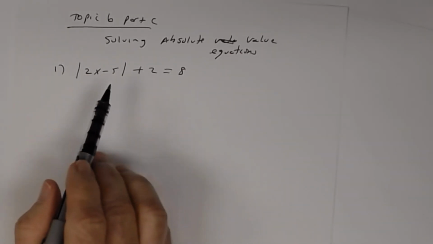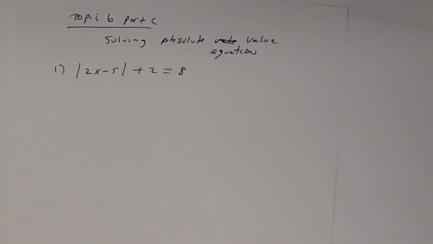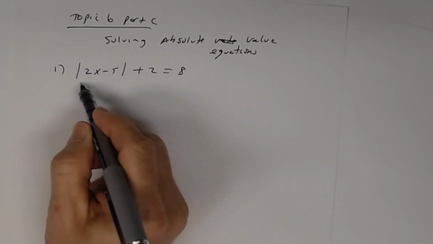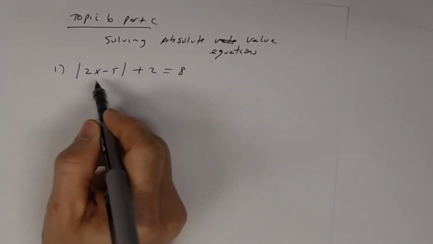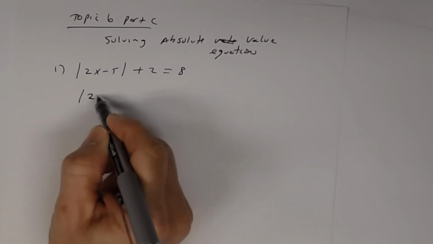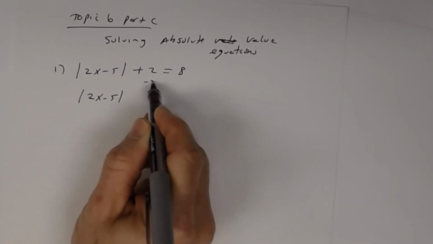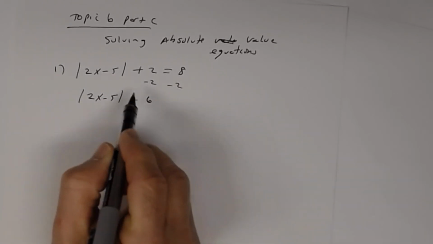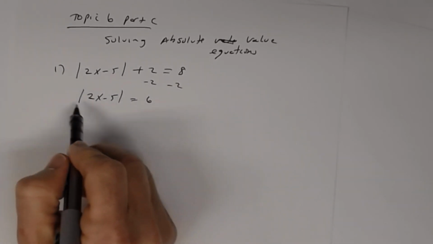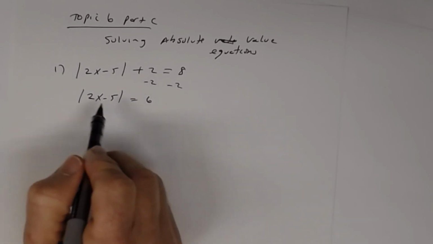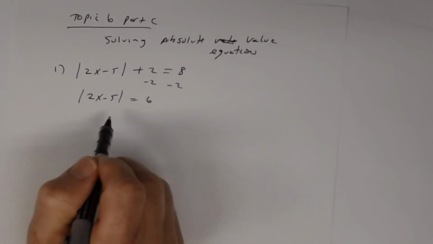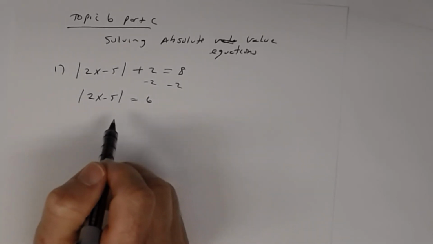So in solving an absolute value equation, just like we did with the square root, you've got to get the absolute value by itself. So we have to isolate this. I'm going to rewrite this as the absolute value of 2x minus 5. I'm going to subtract 2 from both sides, and so that's going to equal 6. So I get the absolute value of 2x minus 5 equals 6.